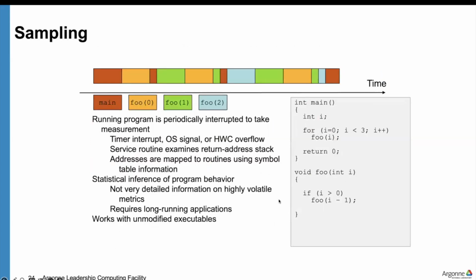And this is how it looks. Your application is running, you get a sample, and then it will collect the number of samples where they take place. Sometimes you may miss a code region, say, between these two samples. And this sample can be based on the timer interrupt periodically or using some hardware counter overflow.